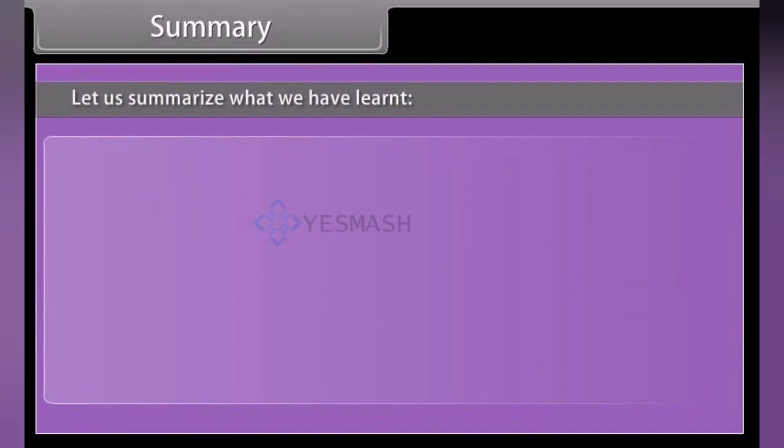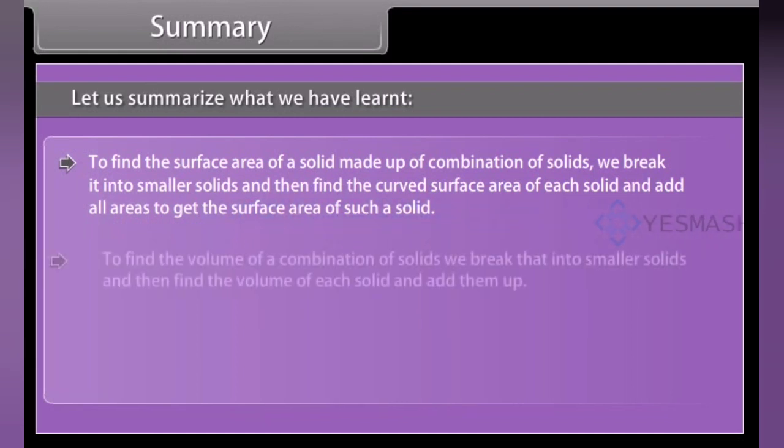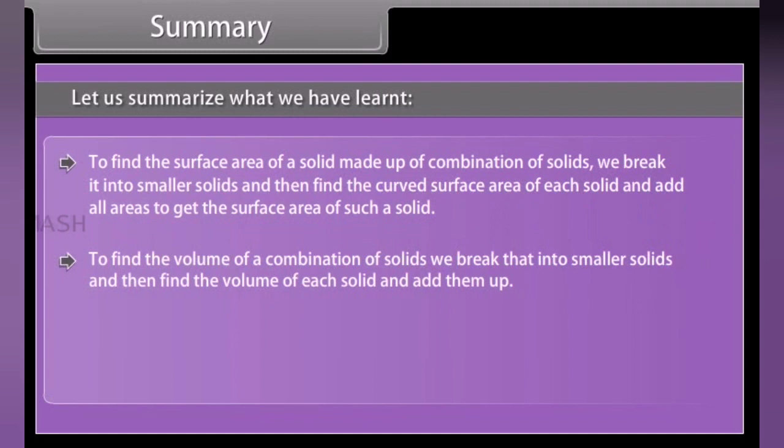Summary. Let us summarize what we have learned. To find the surface area of a solid made up of a combination of solids, we break it into smaller solids and then find the curved surface area of each solid and add all areas to get the surface area of such a solid. To find the volume of a combination of solids, we break that into smaller solids and then find the volume of each solid and add them up.